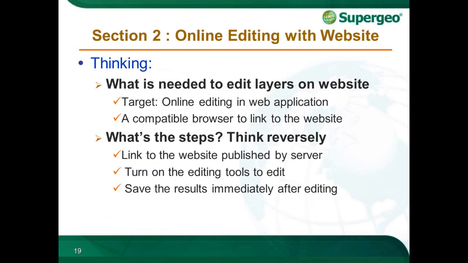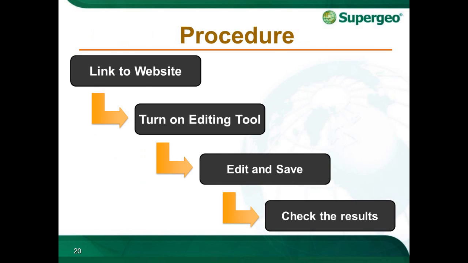Right. So this is going to be section 2, which is to do the online editing with the website. So what is needed to edit the layer on the website? Our target is to do the online editing on the web application, which is actually the Ultra website we just built. And so a compatible browser to link to the website is quite important. You can use different kinds of browsers that support it. And the step we're going to do is to link to the website published by the server and turn on the editing tool to do some editing. Also, after we finish the editing, we can save the result immediately. So the procedure is to link to the website, turn on the editing tool, edit and save. And after that, you can check the results.